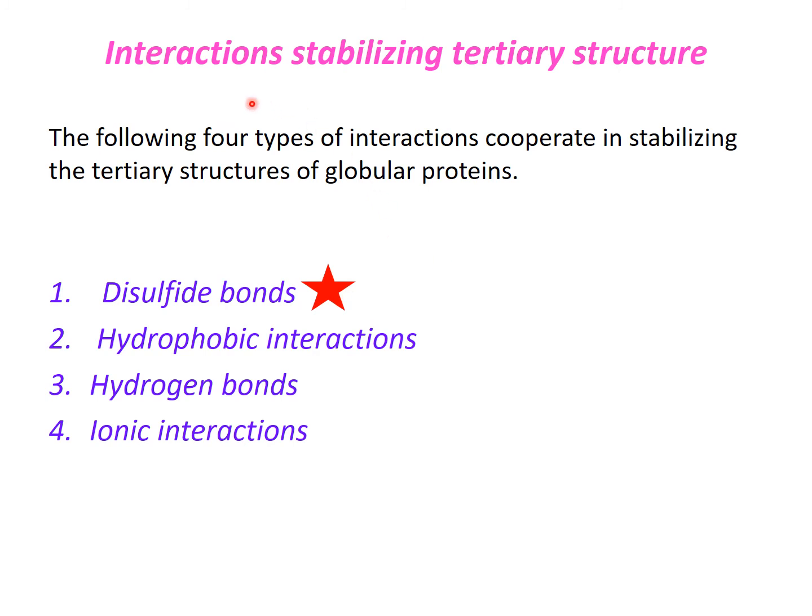Now, interactions stabilizing the tertiary structure. This is very important regarding your university exam. The following four types of interactions cooperate in stabilizing the tertiary structure of globular proteins. Among these four interactive forces, disulfide bonds have a great weightage. These stabilizing forces are disulfide bonds, hydrophobic interactions, hydrogen bonds, and ionic interactions.